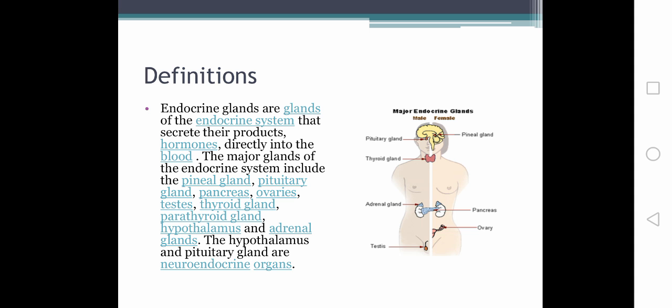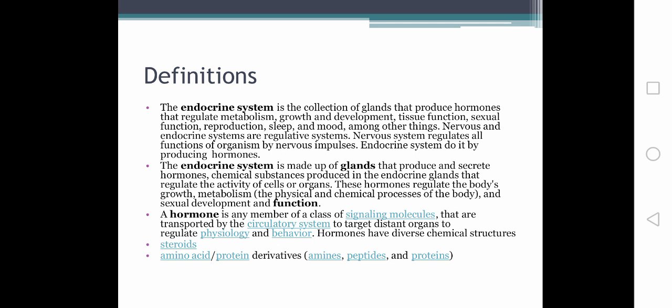So, endocrine glands are glands of the endocrine system that secrete their products, hormones, directly into the blood. The major glands of the endocrine system include the pineal gland, pituitary gland, pancreas, ovaries, testes, thyroid gland, parathyroid gland, hypothalamus, and adrenal glands. The hypothalamus and pituitary gland are neuroendocrine organs.